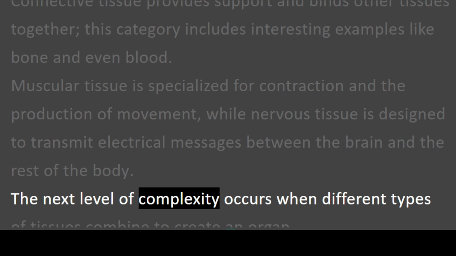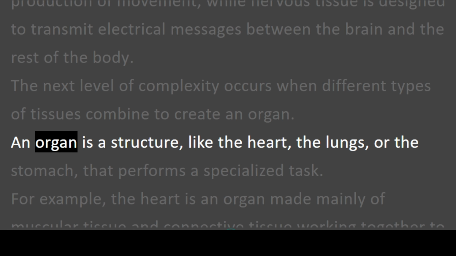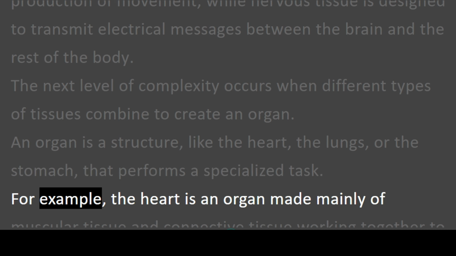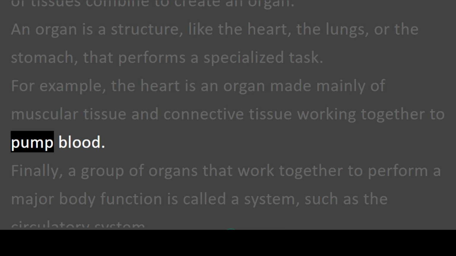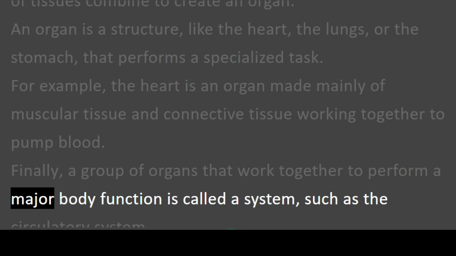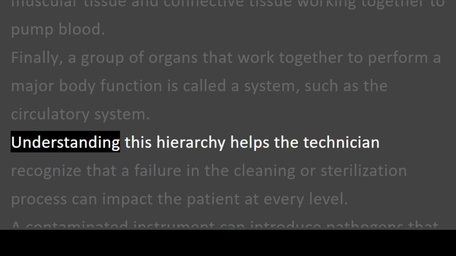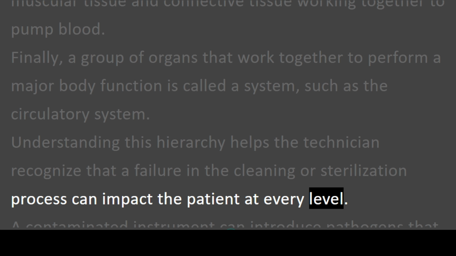The next level of complexity occurs when different types of tissues combine to create an organ. An organ is a structure, like the heart, the lungs, or the stomach, that performs a specialized task. For example, the heart is an organ made mainly of muscular tissue and connective tissue working together to pump blood. Finally, a group of organs that work together to perform a major body function is called a system, such as the circulatory system. Understanding this hierarchy helps the technician recognize that a failure in the cleaning or sterilization process can impact the patient at every level.